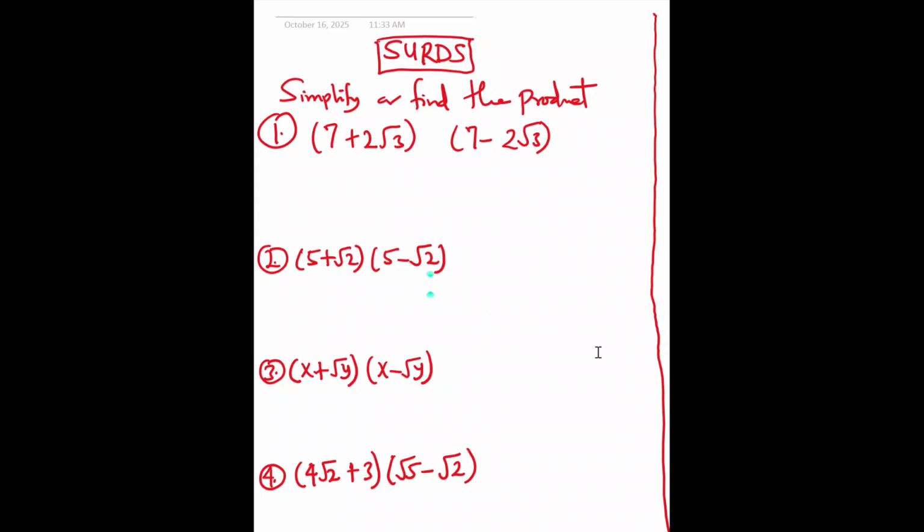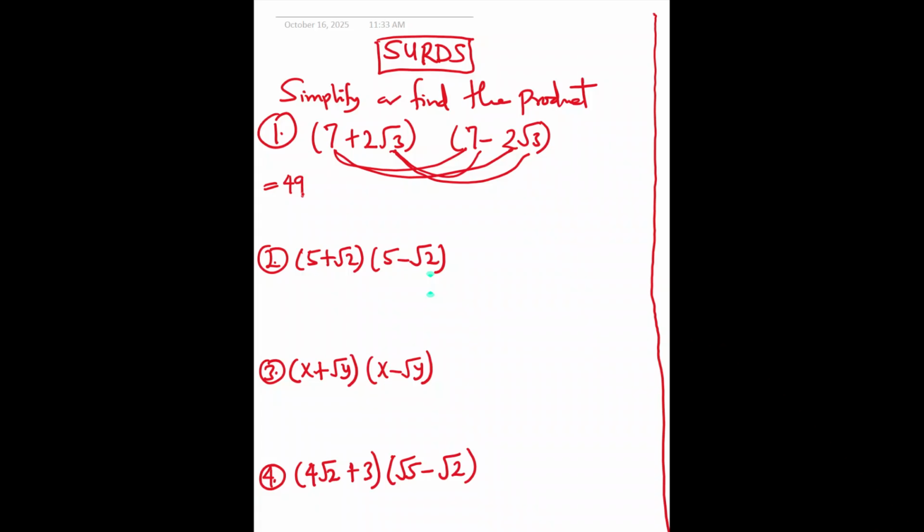So now we are going to simplify the following rational terms. The first one is 7 plus 2 root 3 times 7 minus 2 root 3. So now we're going to expand. So 7 will multiply 7, 7 will multiply minus 2 root 3, plus 2 root 3 will multiply 7, plus 2 root 3 will multiply minus 2 root 3, right?